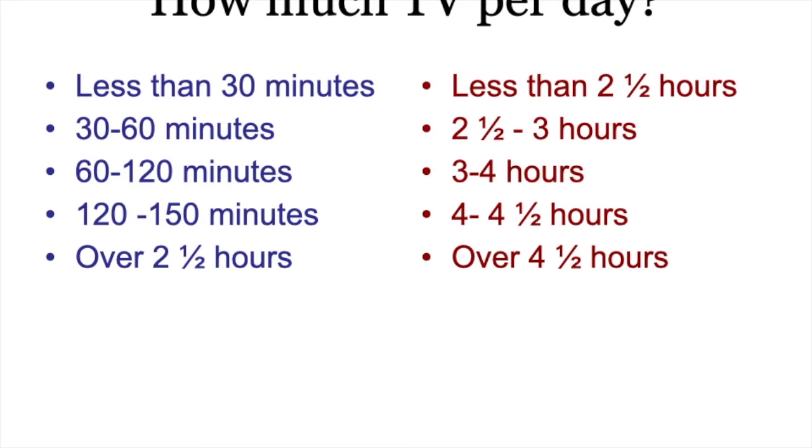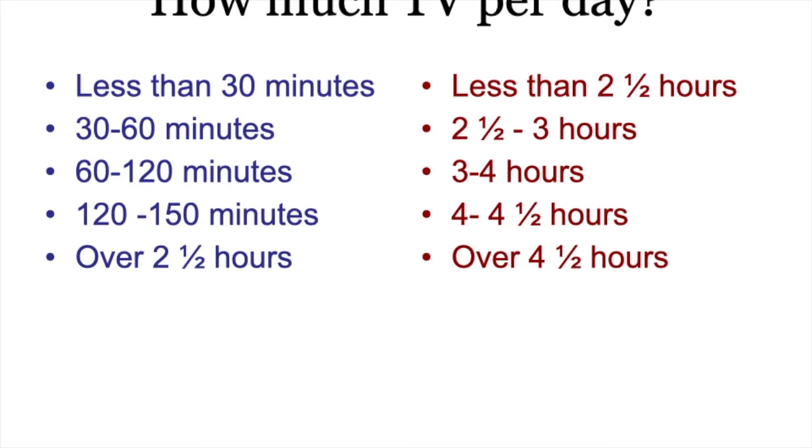It asks people how much television they watch per day. And there are two different scales. On the left scale, as you hopefully can read, the numbers are pretty short: less than 30 minutes, 30 to 60, and so forth. And the top of that scale is over 2.5 hours. The right-hand scale, used in a separate version of the survey, the numbers are much higher. The lowest number there is less than 2.5 hours, and then 2.5 to 3, 3 to 4, and so forth.